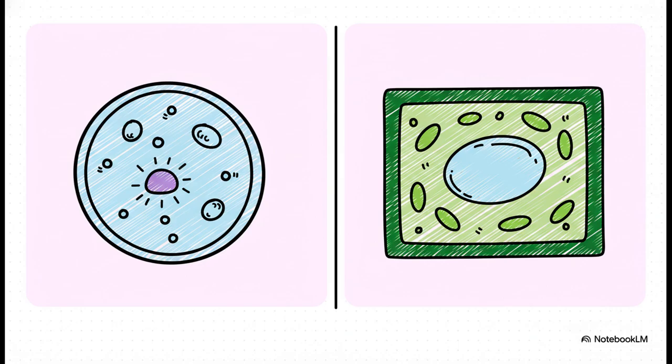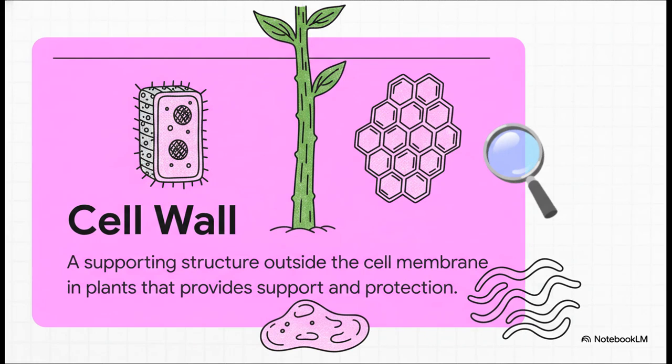And here's the key takeaway. They share a lot of the same basic machinery, like the nucleus and mitochondria, but each type has its own unique set of tools perfectly suited for its specific lifestyle. Animal cells have things like lysosomes for recycling, while plant cells have a totally different set of equipment. Take plants, for instance. They've got this super tough, rigid cell wall on the outside of their membrane. It's made of cellulose. Yeah, the same stuff in wood and paper. And it gives them the structural support to stand up tall. Animal cells need to be flexible, so they just don't have this.